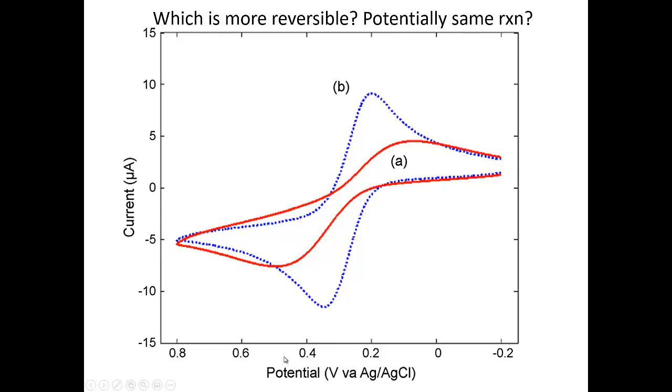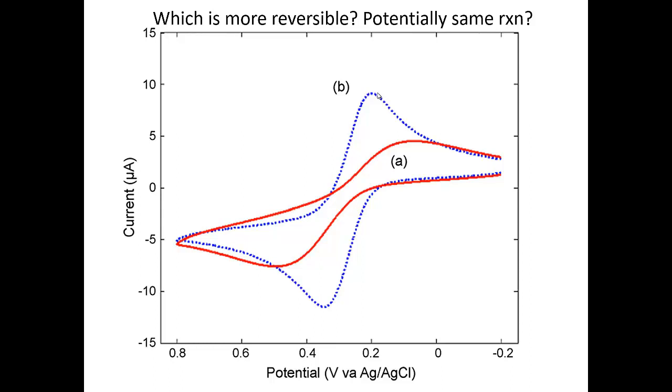This one is going to be at about 0.45 and about, we're just totally approximating here, 1.5. And so you can see that the difference between these two peaks is much greater than the difference between the blue ones. So keep in mind, because the difference is greater for A than it is for B, that means that B is more reversible than A.